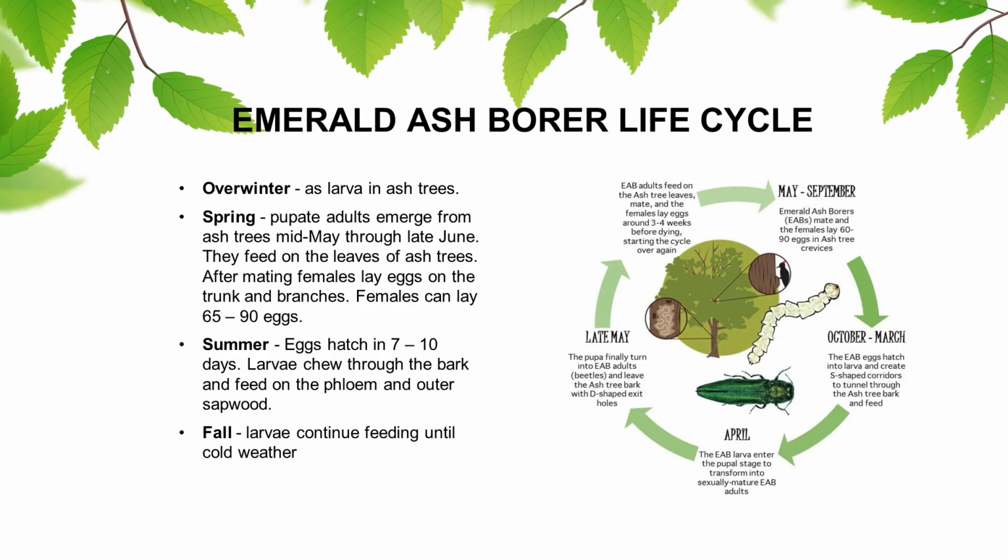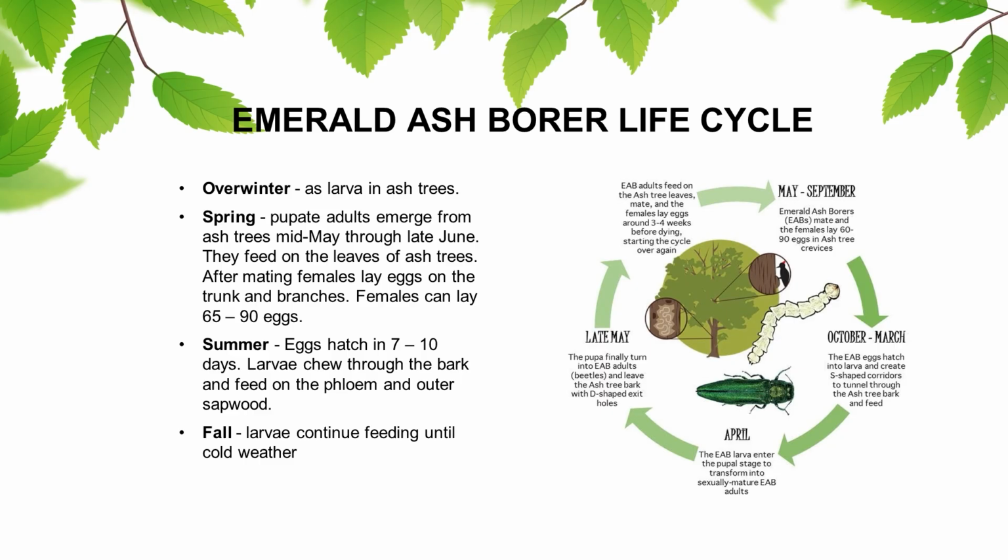Emerald ash borer life cycle. The emerald ash borer usually has one generation per year. It overwinters as a larva inside the ash tree. In the spring, they pupate inside the tree. From mid-May through late June, the emerald ash borers emerge from the tree as adults. The adults feed on the foliage of ash trees during the day.